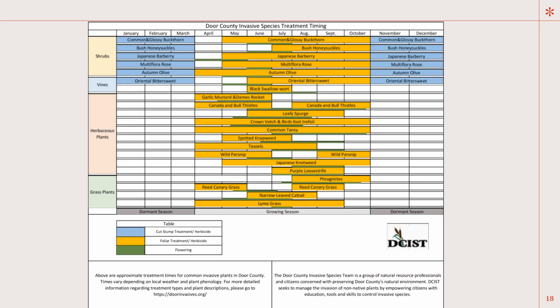So DSYST has developed a sort of a timing guide for most of the things out there. This is available on our website, so you can kind of see when the optimal time to do the treatment is, and maybe the type of treatment that you're going to be doing. And it also puts on here the time that things are flowering.